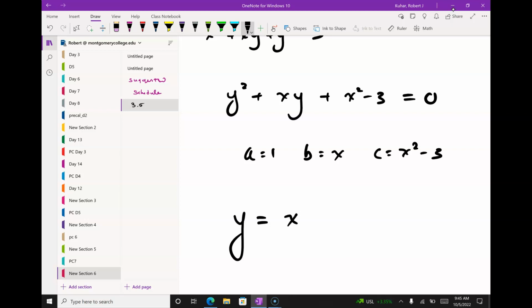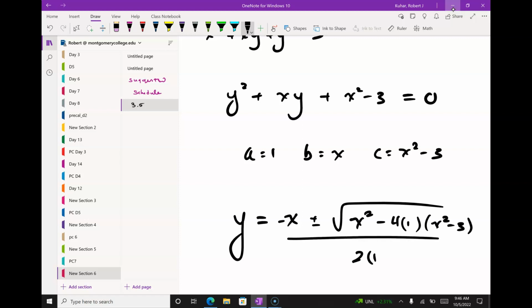What do I get? I get the opposite of b plus or minus the square root of b squared minus 4 times a times x squared minus 3 all over 2a. And so now I've got it solved for y. But hideous, right? So oftentimes when we have these implicit things, I might be able to solve for y. Most of the time I can't. Right now I'm showing you ones where I can on purpose. But it's often, this is horrible. This is horrible, okay?